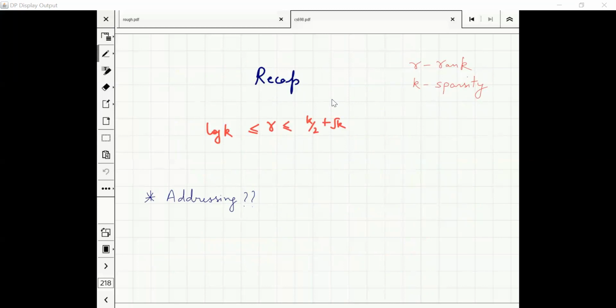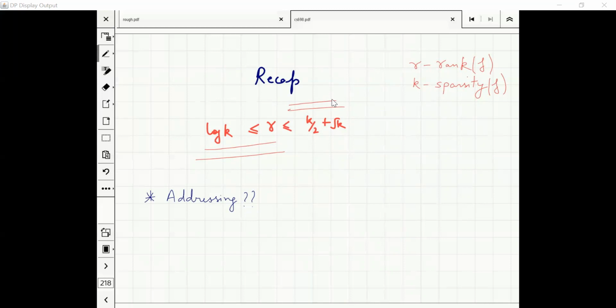Why is that? For a function, let's say R is the rank of f and k is the sparsity of f. We will deal with R and k because otherwise it will take too much time to write everything. If you remember from last time, we saw this relation, and just now we proved this. That way we know that R should be more than log k, but R should be less than k by 2 plus root k.